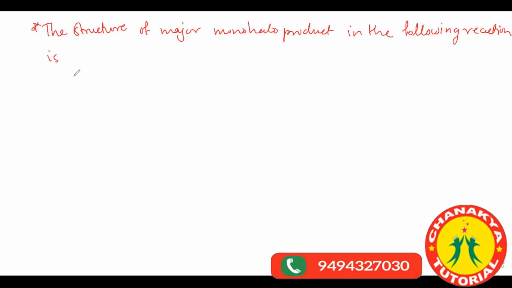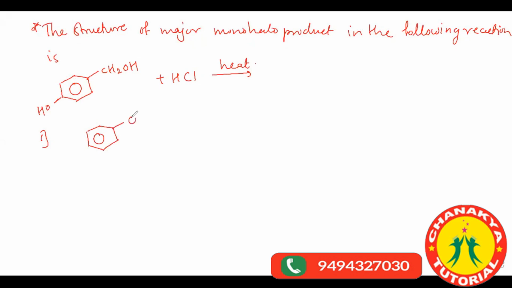Your reaction is in this manner. This is your resonance hybrid, right? This is your CH2OH. This is your OH at the para position plus HCl and heat. You have to write down the products with the answer. First one would be in this manner. CH2Cl. Here it is Cl.